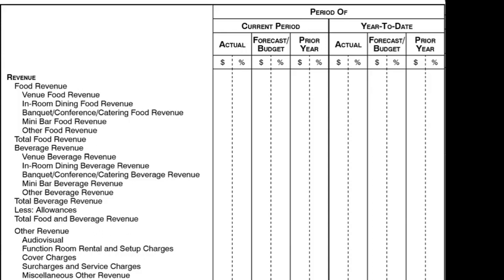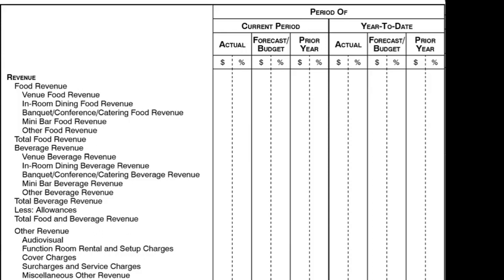The hotel may have different types of restaurants. Maybe it has in-room dining, banquet, mini bar, specialty restaurants, and other takeaways. So every outlet has to be treated separately. Every outlet's profitability is supposed to be determined separately.